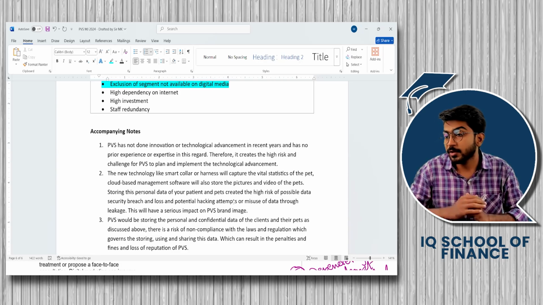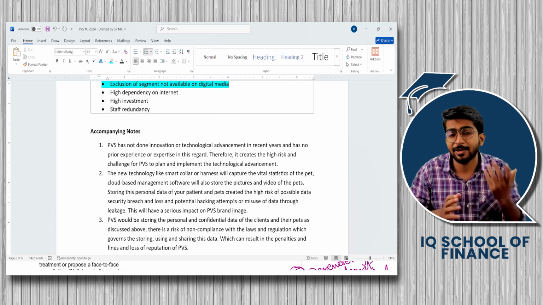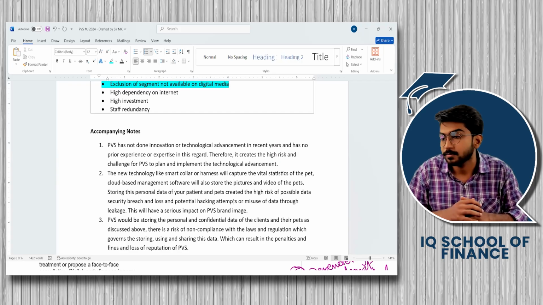may find it difficult to communicate with PVS for online booking and follow-ups and reminders, etc. But Pooja, what will happen if they are not able to do this? This thing is missing in your answer. If they are not able to communicate with me, let them not communicate with me. Why am I concerned? As PVS, what will happen to me? I'm not bothered about it. Am I or not?